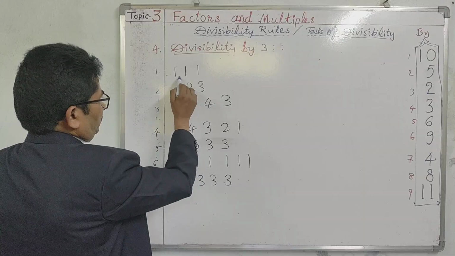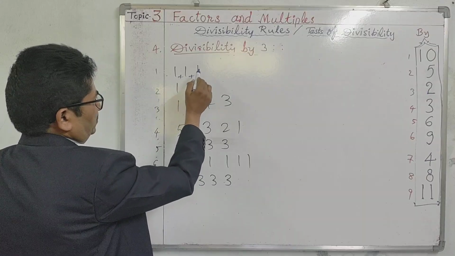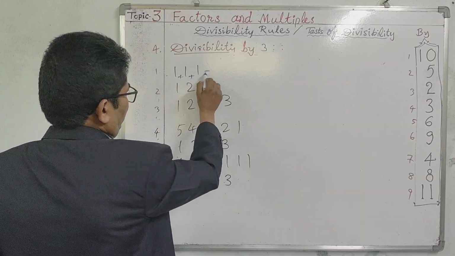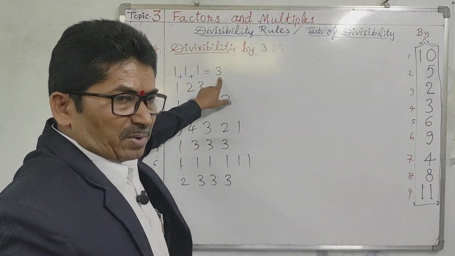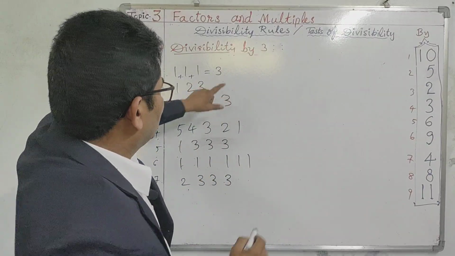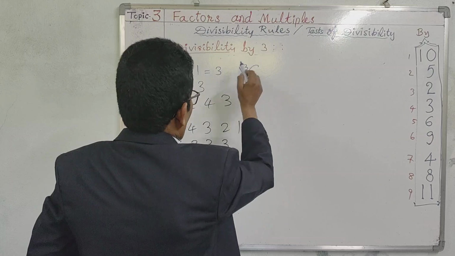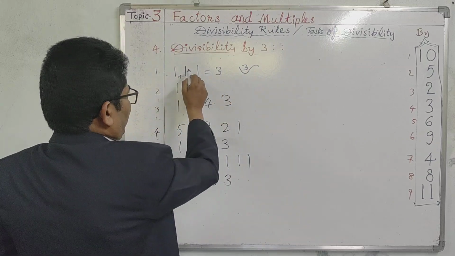Sum of the digits. How much here? 1 plus 1 plus 1. Here we are getting 3. Sum of the digits is 3. So this is exactly divisible by 3. This means what? 111.